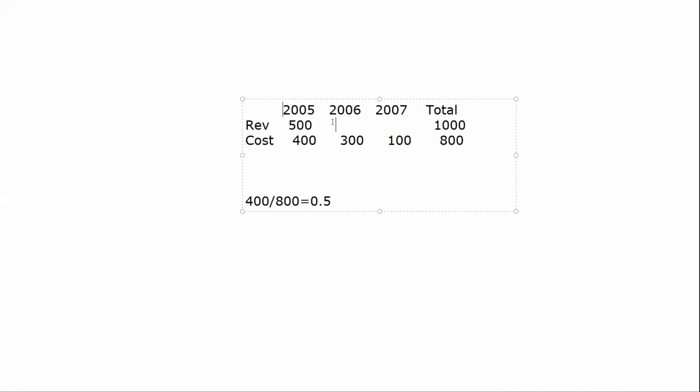And coming to 2006, it is the same logic. 300 divided by 800 is 37.5. So 37.5% of cost was incurred in 2006. So the revenue earned should be 37.5% of total income, which is 375.